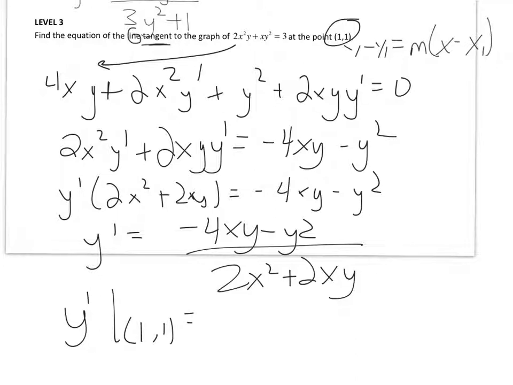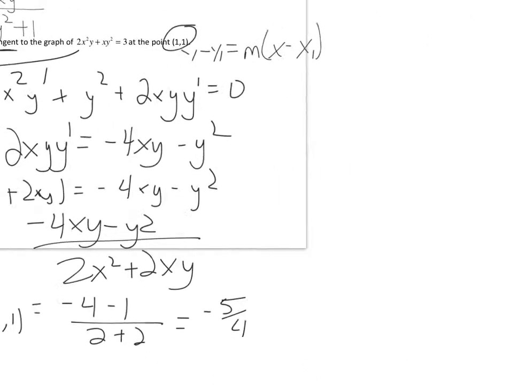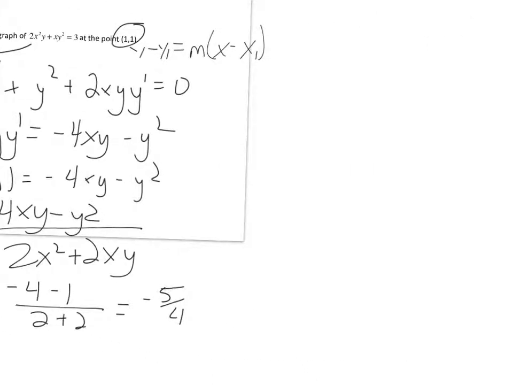So I'm going to go back into my y prime I just found. Negative 4 times 1 minus 1 squared over 2 times 1 squared plus 2 times 1 times 1. So I get negative 5/4. And now I am ready to write my final answer. y minus 1 equals negative 5/4 times x minus 1. Great.